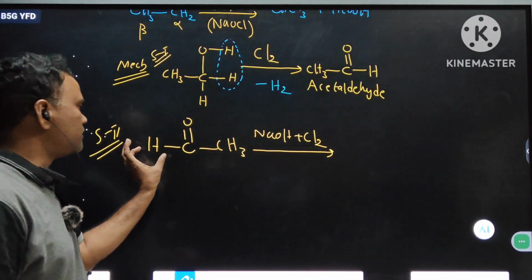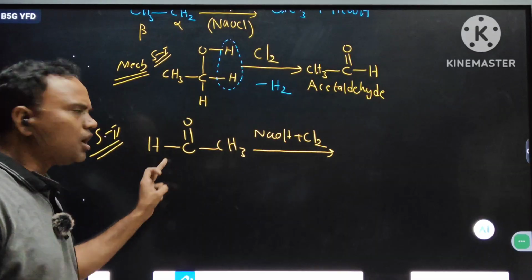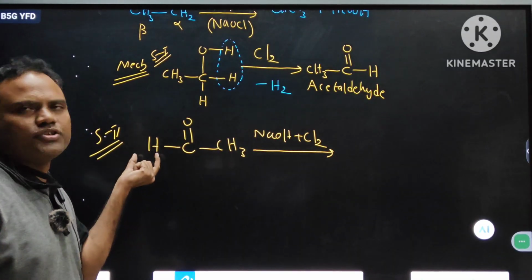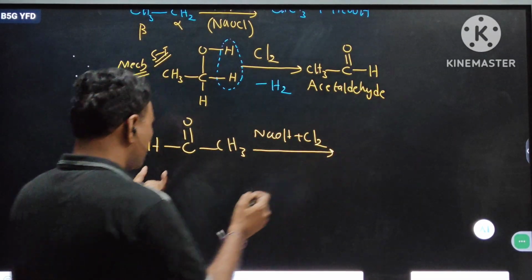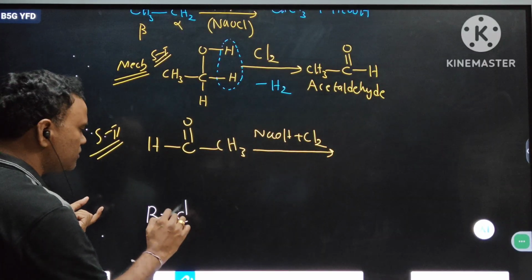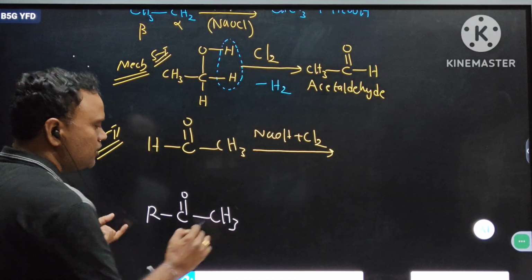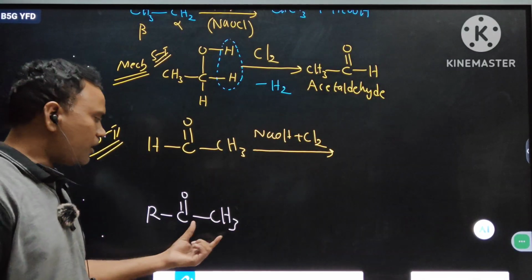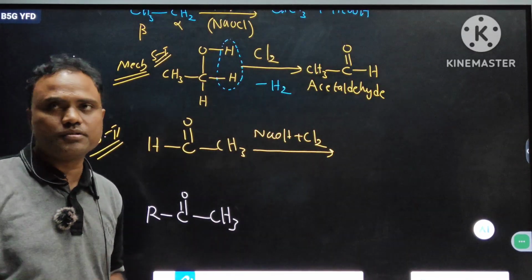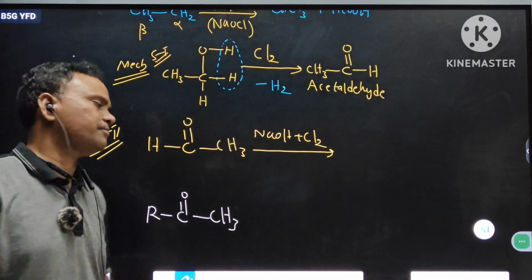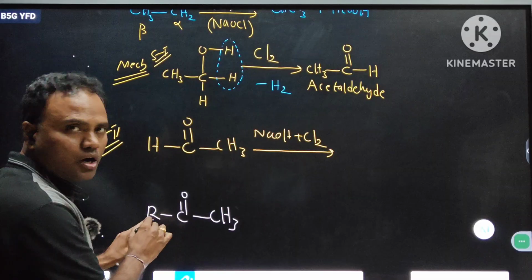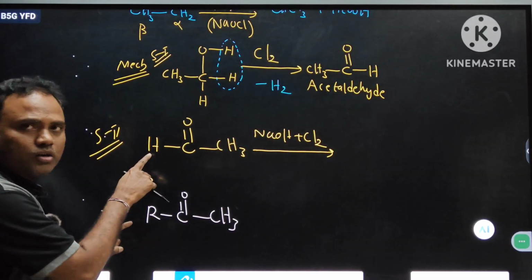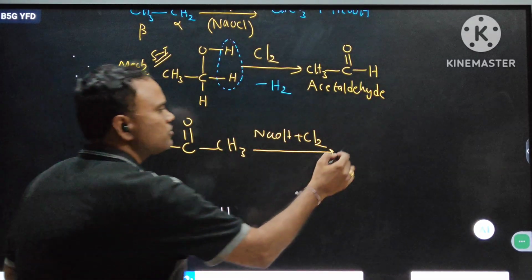First of all, write R. In place of R, H is present. Actually, you know why I am saying R. This is the actual reaction: ketones with at least one alpha methyl undergo the haloform test. Here in the chloroform I give, first you have to write R. But in the place of R, what is present here? H is present. So H.